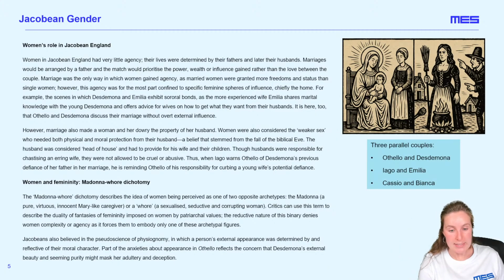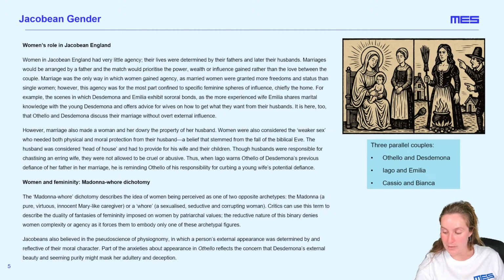So part of the anxieties about appearance in Othello reflect this concern that Desdemona's external beauty and seeming purity, she's very pale, she's very innocent looking, she's very sort of blushing and young and sweet. Othello and other characters point this out, but part of the horror for Othello is that this might mask something adulterous and deceptive. This is one of the reasons why makeup was considered such a deceitful thing to use in this time.